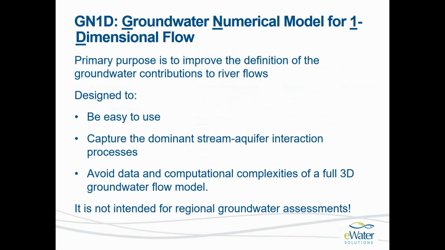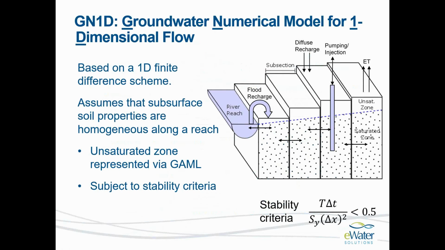The numerical groundwater model is based on an explicit one-dimensional finite difference scheme. It has a representation of the saturated zone, which is based on the finite difference scheme. It calculates the heads in subsections or cross-sections parallel to the river reach, and then calculates the fluxes between each subsection and the river itself. So the user defines the spatial scale or the level of spatial discretization of the finite difference scheme.